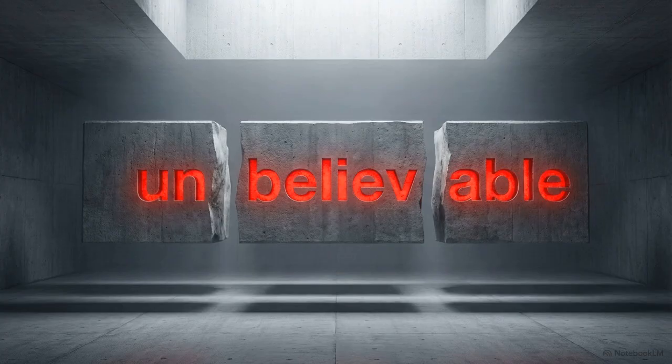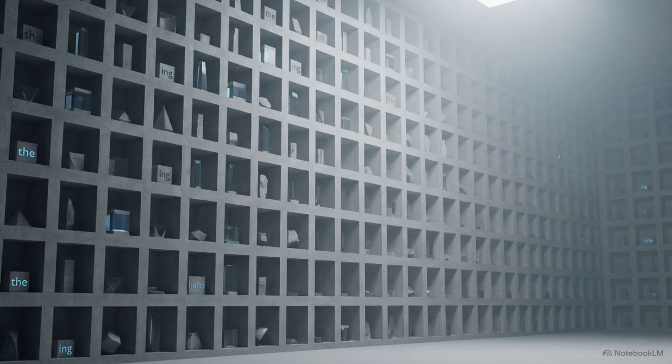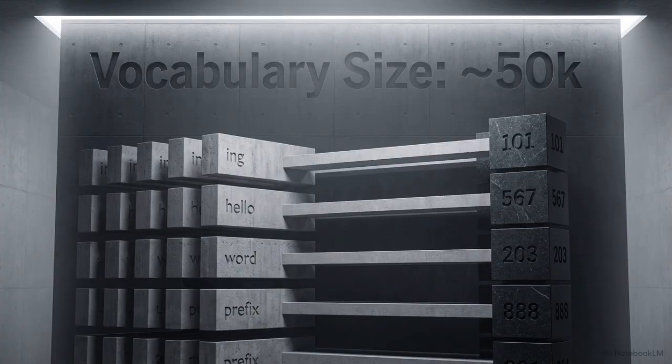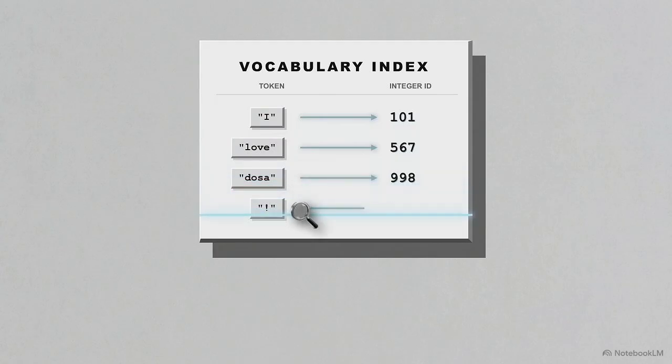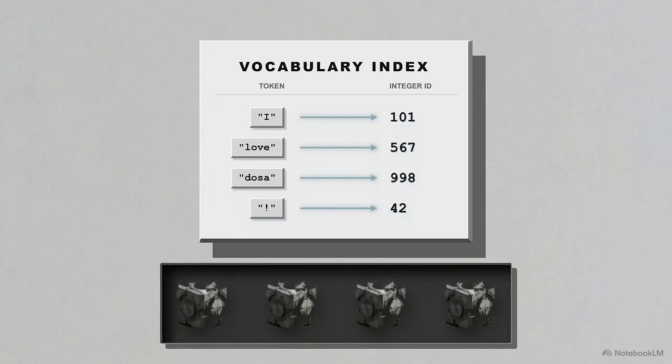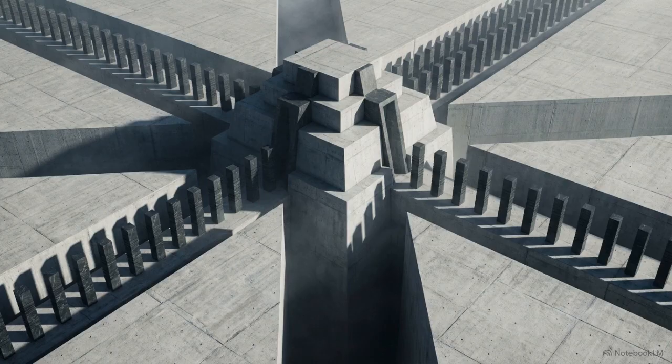Those broken-down syllables and punctuation marks are still made of letters, which means the machine still cannot process them. To fix this, the model relies on its vocabulary. The vocabulary is a massive internal index containing tens of thousands of known text blocks that the system is trained to recognize. This table shows the exact translation process. The tokenizer consults the vocabulary index and maps every single text token directly to a permanent, unique integer ID, turning I love dosa into 101, 567, 998, and 42. This resulting sequence of integers is the true format of the data flowing into the model.